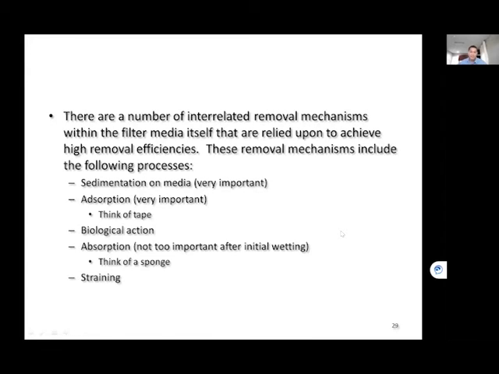There's biological action. Absorption is not too important after initial wetting. When you think of absorption, think of a sponge. That typically happens when you first introduce water to the filter, in which the media is absorbing the water. And straining. Straining is, think of a colander or just sand. When you just have particulates getting strained, whatever you get on the bottom is what's getting through the filter. But really that adsorption is very important to filtration.